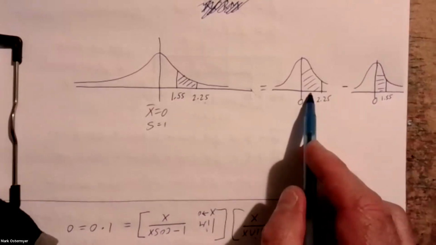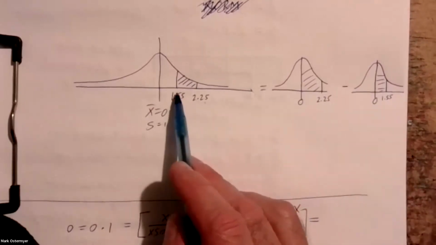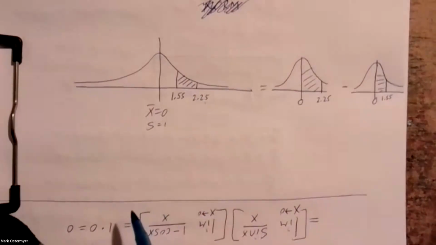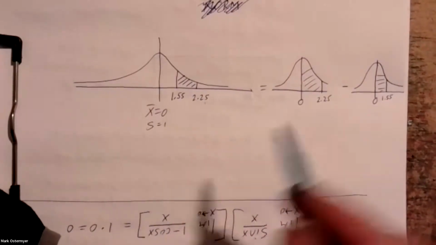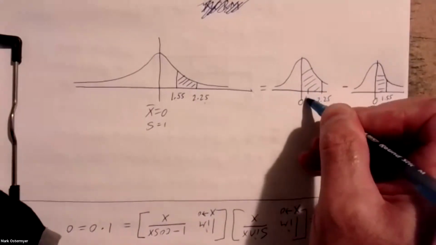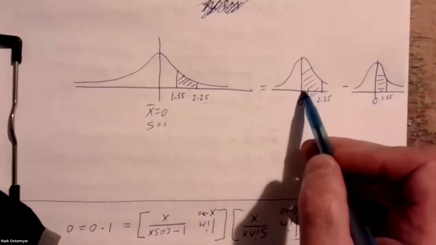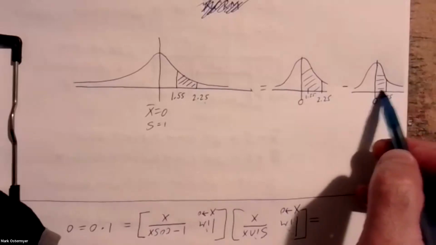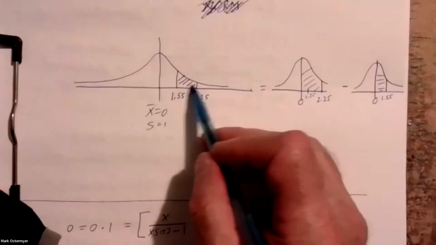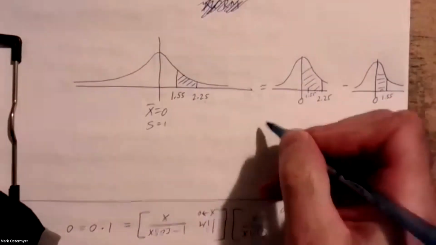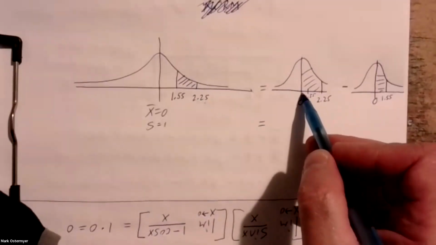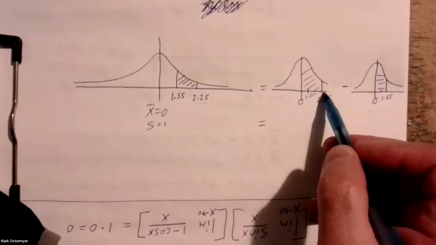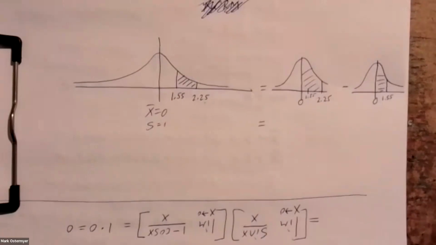Think about it. If I take this area and subtract off this area, will it not leave me with the area in between these two values? Do we agree with that? If I take this area here and subtract off this area here, that's going to leave me with the area that I want to find. So that's what we're going to do. So what's this area? How much area is between the mean, 0, and 2.25 standard deviations above the mean? We got to go to our table to find that.